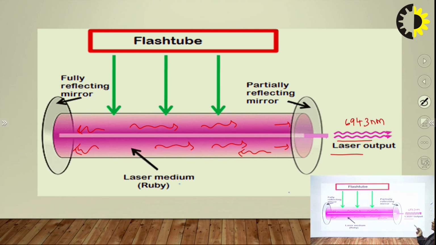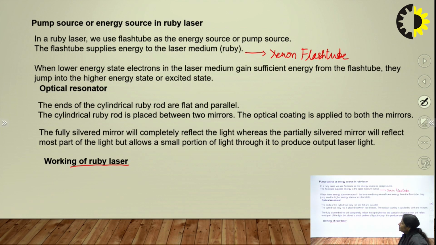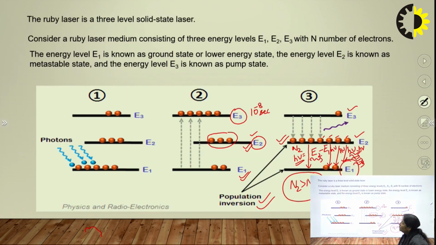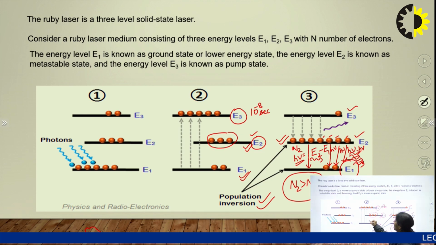So this is how the ruby laser device is constructed, and this is how it works and gives out the laser beam. Alright, by looking at the construction, the working and the energy level diagram, we can understand how the ruby laser is working and giving out the laser beam. And we can also understand how the population inversion condition and the metastable state play their role in this laser.